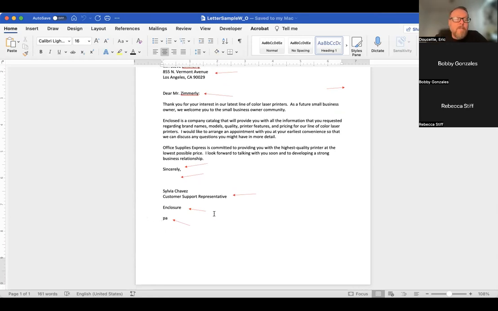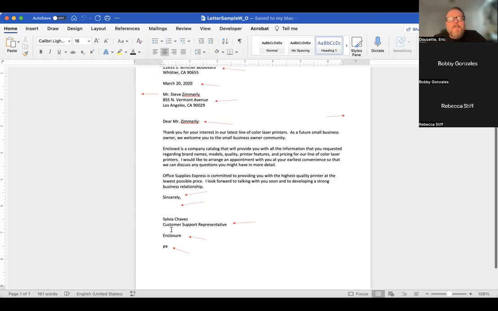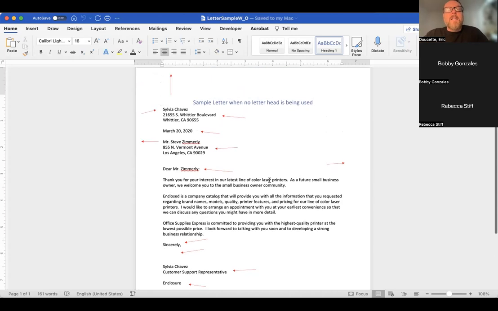So anyway, you don't need the last two things on a letter unless those are true. In other words, if nobody else typed it but you, or nobody else had anything to do with the letter but you, then don't put any initials. But if there was somebody else involved, then put their initials. And if you don't have any enclosures, don't put enclosure, because then it's going to be misleading, right? But if you do have enclosures, like on your cover letter, then you'd want to put enclosure because you have a resume that goes along with it. So that's how you format a letter without a letterhead.